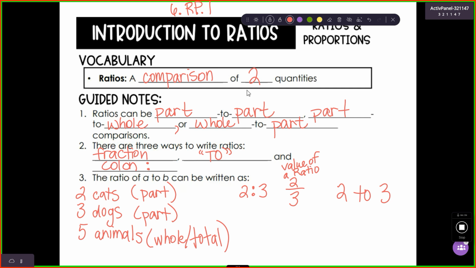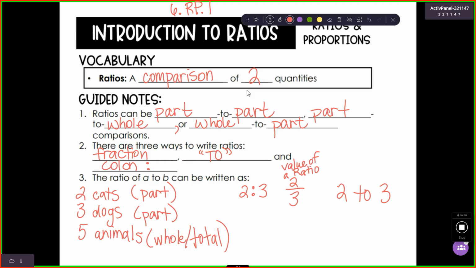So we just discussed ratio language for part to part. Where did I get part to part from? 2 cats and 3 dogs. So, 2 cats and 3 dogs was part to part. We just did part to part. Now I want to practice one part to whole. Okay? So, part to whole.